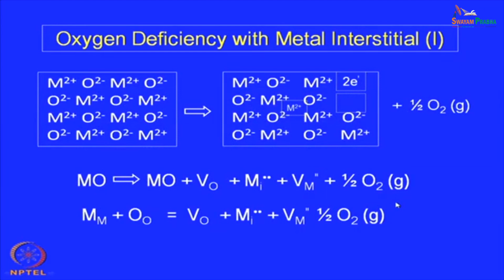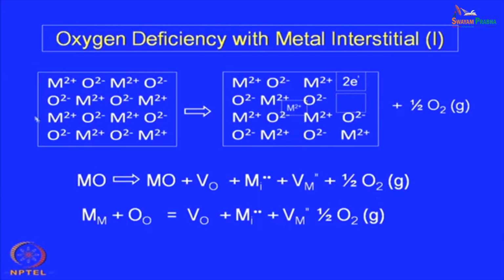Once again it is an oxygen deficiency, but created not by oxygen vacancy, but by metal interstitial, right. So, it is the same thing, because we are talking about the ratio. So, oxygen deficiency can be caused also by metal interstitial, and in that case what should be the kind of reaction, what will be the actual physical change which is taking place in the oxide?